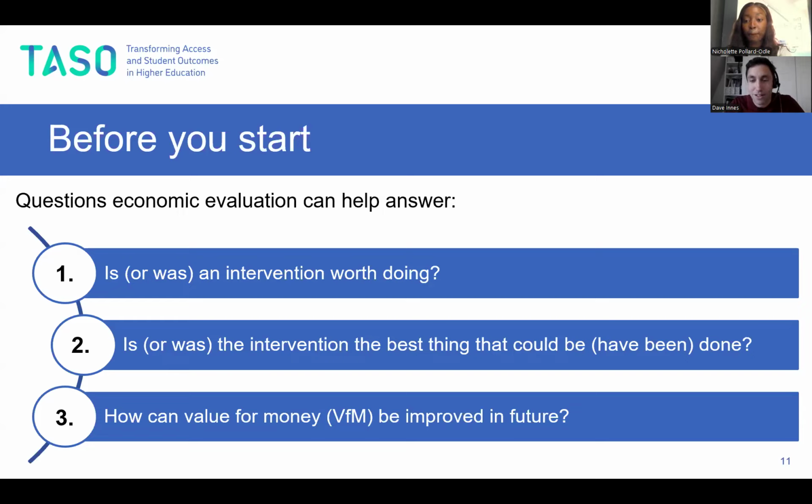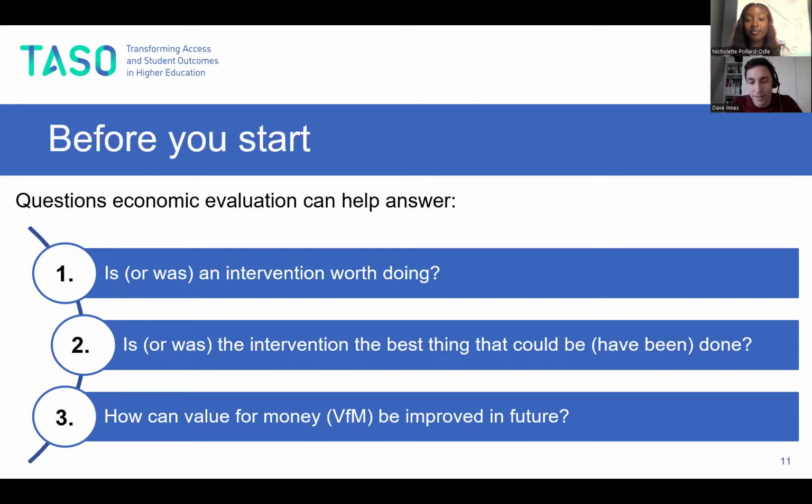And really, there's three sorts of questions you're quite likely to be asking if you're conducting an economic evaluation. So the first is, is or was an intervention worth doing? Quite simply, is what you've got from the intervention, in terms of the outcomes and the benefits, enough to justify the costs of doing that intervention? Secondly, is or was the intervention the best thing that could have been done, or the best thing that you could be doing? There are lots of different things we could be doing. Maybe we narrowed it down to 2 or 3, and we want to know which one will provide the greatest value for money.